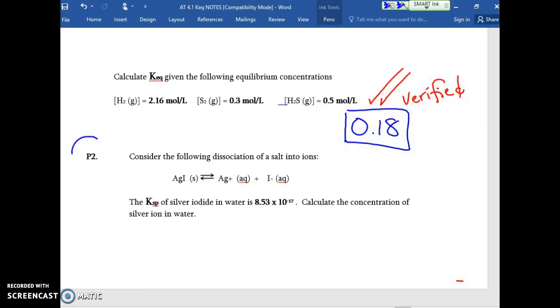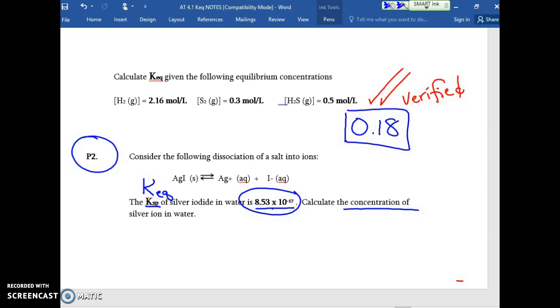Well, consider the following dissociation of a salt into ions. Look what they give us. Remember, Ksp is the same thing as Keq. This time they give it to us. So that means instead of solving for Keq, I'm going to be plugging Keq into my equilibrium expression and then calculating a concentration. It's kind of the reverse from before.